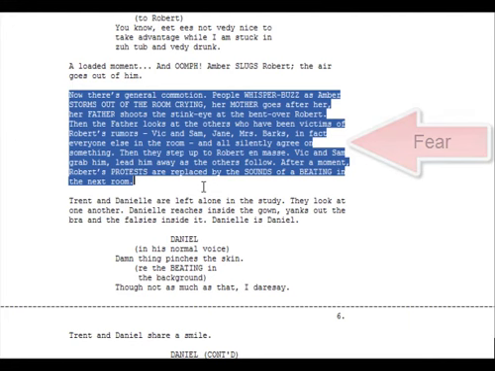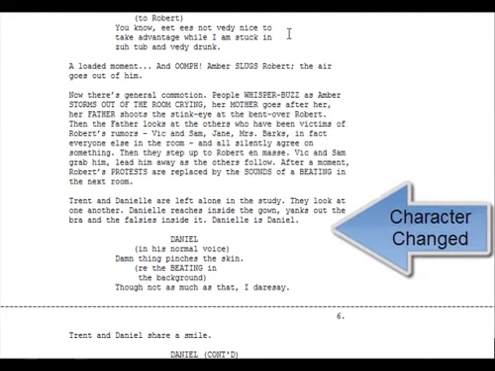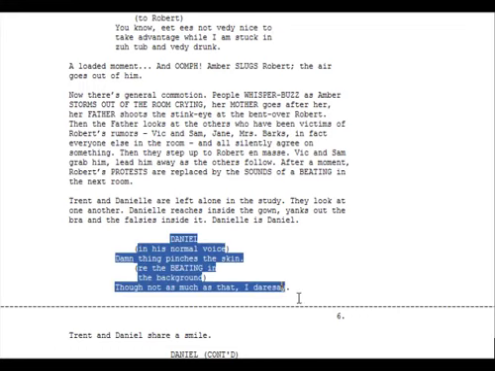And then of course, then it turns into Daniel, which means a character just changed radically, and this is the point where now that layer is revealed and the subtext is now uncovered. Now, so this was really well done.